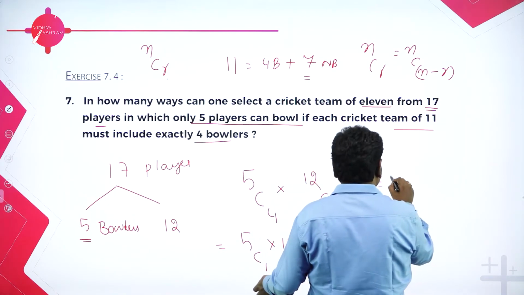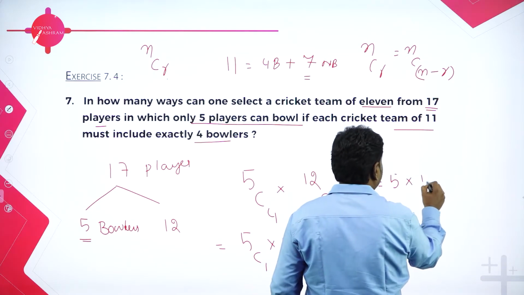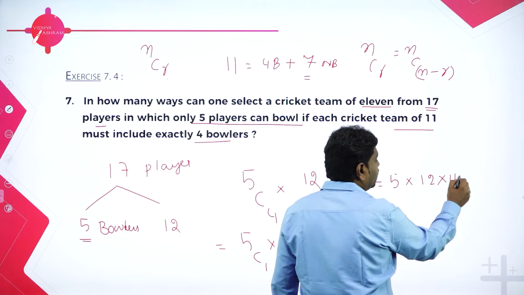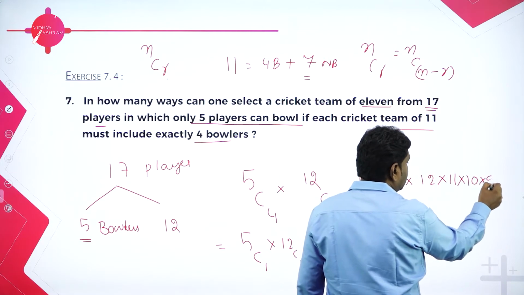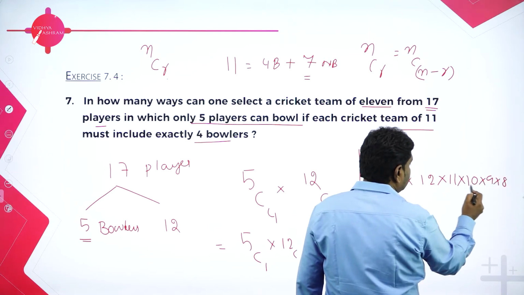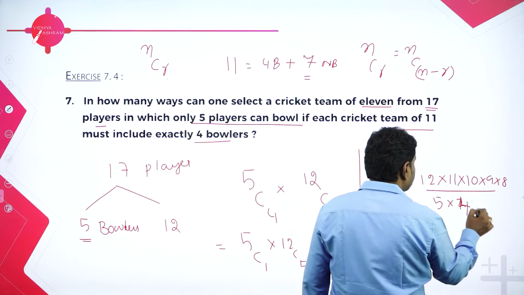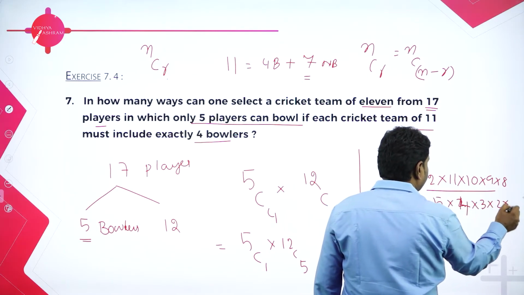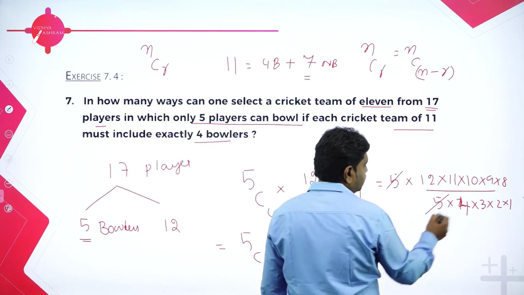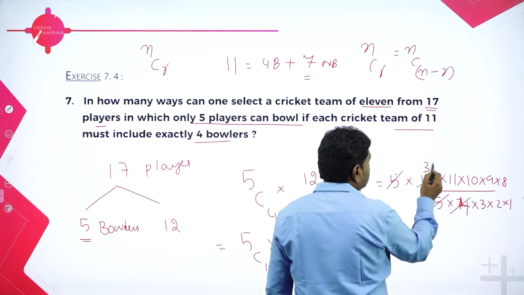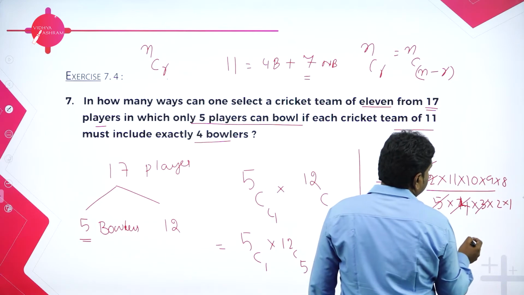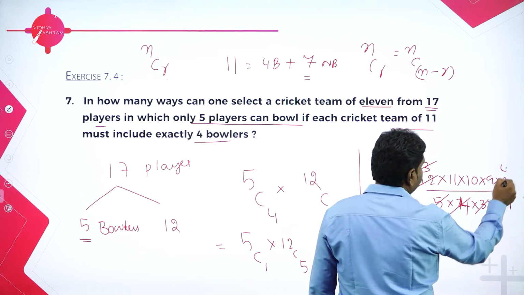So 5C1 is 5, into 12C5, which means from 12, 5 terms: 12, 11, 10, 9, 8, divided by 5 factorial, 5 into 4 into 3 into 2 into 1. 5 cancels. 4 ones are 4, threes are 3, cancels, and then 2 ones are 2, fours are 4.